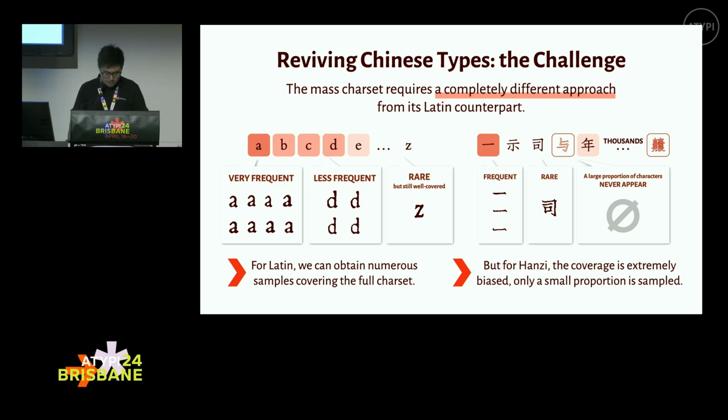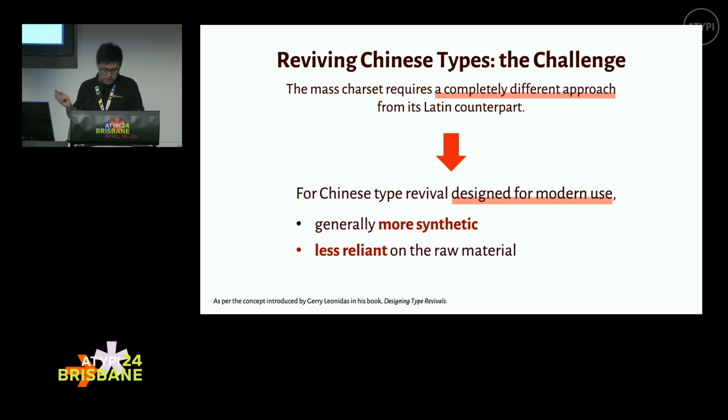the character set. The raw material does not often cover the target character set, and the samples we can obtain are often extremely skewed. For some characters, we can get plenty of samples, while for some characters, we could not get the printed marks at all. In conclusion, when working on a Chinese type revival project intended for modern use, we usually adopt a more synthetic approach. Our reliance on the raw material is somewhat more relaxed. The essential factor is capturing the spirit of the original design.